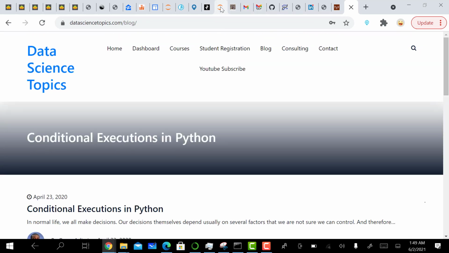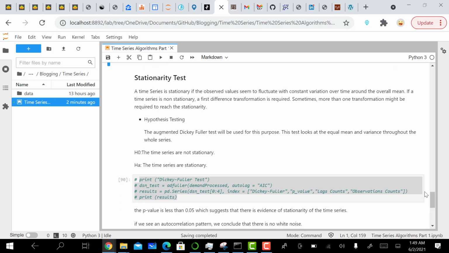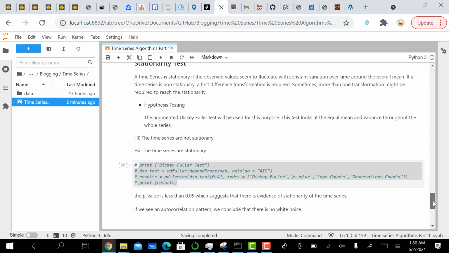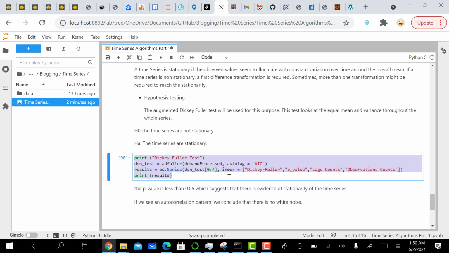Okay, now back to our lab here. Let's run a test for stationarity. How do we run this test for stationarity? We have to look at the Dickey-Fuller test. The Dickey-Fuller test helps find out whether our time series is stationary or not. One way of doing that is to run some hypotheses. The first one, the null hypothesis, says that the time series is not stationary, and the alternative says that it's stationary. Now here's the code for the Dickey-Fuller test.